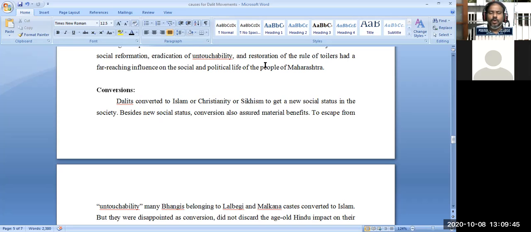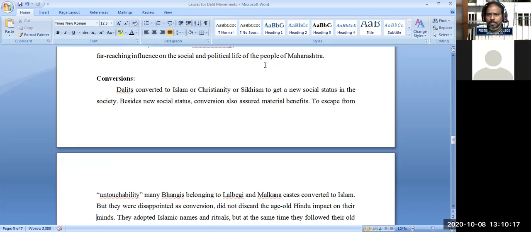One of them was conversion. Dalits converted into Islam or Christianity or Sikhism to get a new social status in society. Because of various hurdles faced by the Dalits in the Hindu system, they converted into other religions. Besides a new social status, conversion also assured political and material benefits.